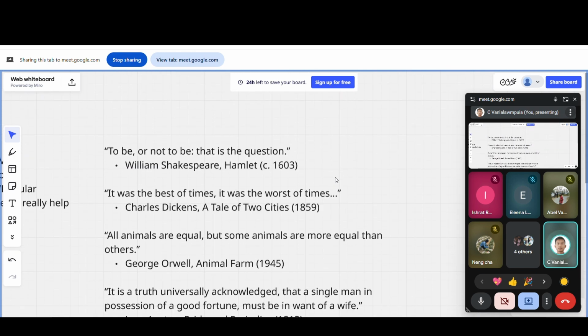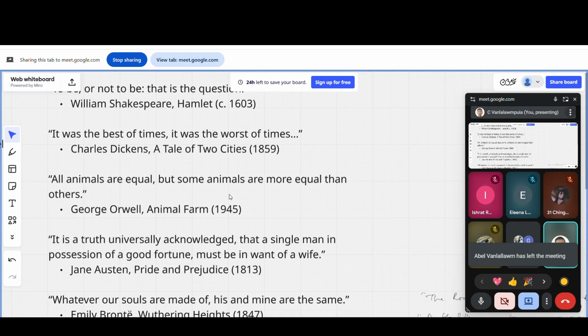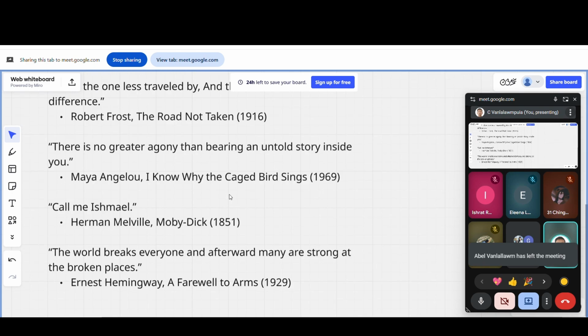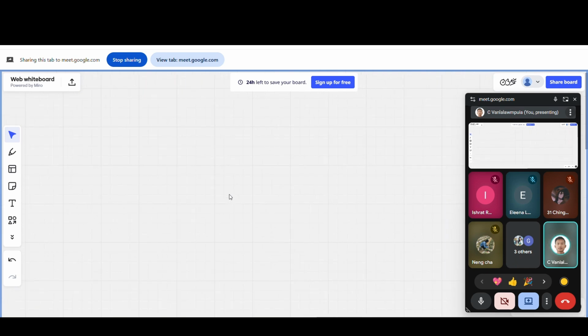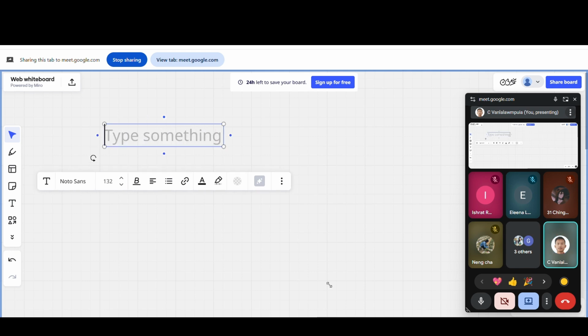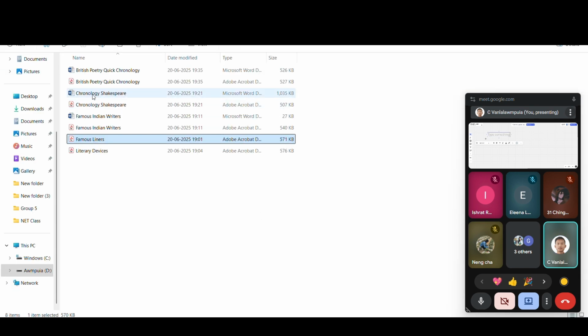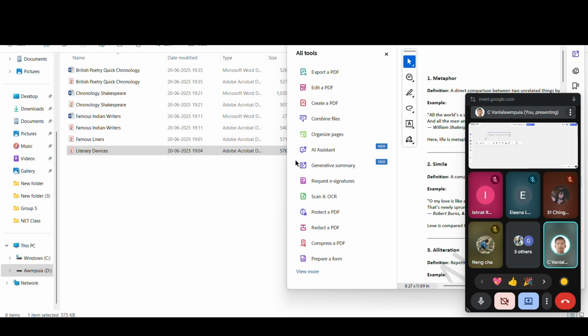So like I said, we have covered some liners. Now I'll move on. Now we'll go to literary devices. We'll do a little bit of everything, because it's last minute preparation, like I've mentioned. Now we'll do literary devices.